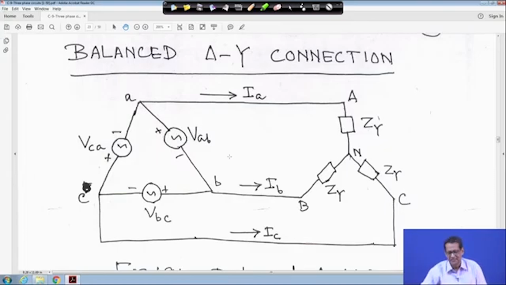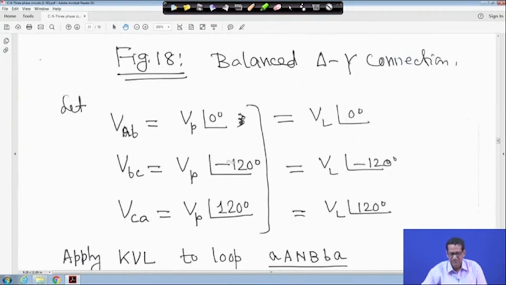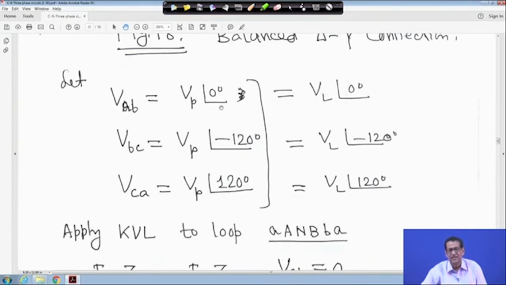I told you how to mark it. So that means VAB is the same thing we have done, VP angle 0 degree, VBC is equal to VP angle minus 120 degree, and VCA is equal to VP angle 120 degree. So VL angle 0 degree, VL angle minus 120 degree, VL angle 120.